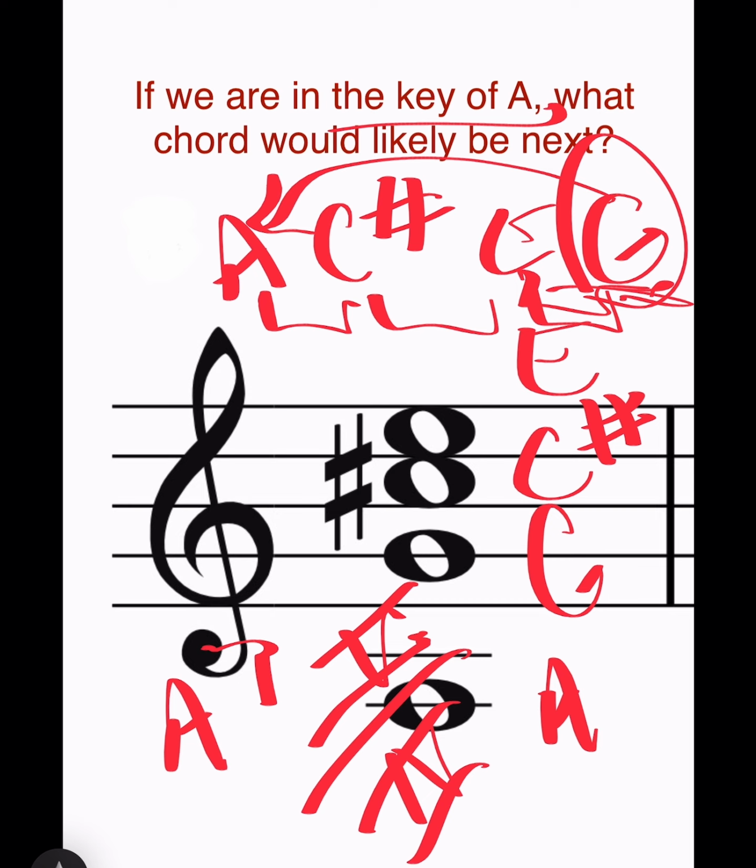Now, that means what chord would likely be next after this one in a piece when you're in the key of A? Very likely the next chord you would see would be a D major chord, or a 4 chord. So that's your answer. I hope that all makes sense.